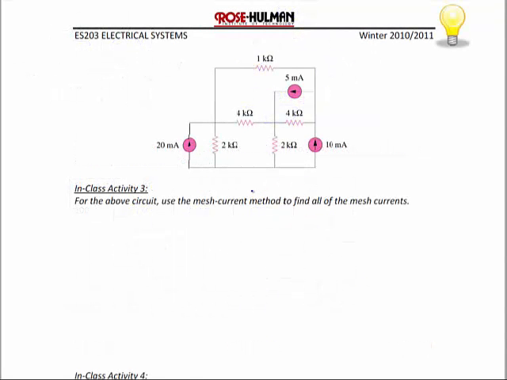Okay, let's start the final example of today's lecture. We have a circuit here. We do have a supermesh. The 5 milliamp current source is a supermesh. And let's label all of the other mesh currents as well.